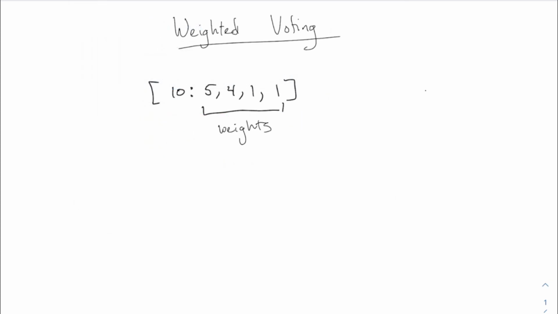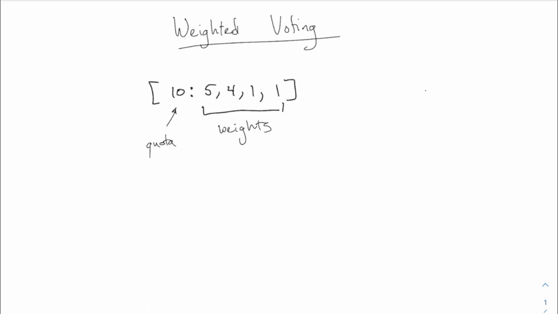These are the weights of each of the voters. The weight means basically how much your vote counts. So we have one person whose vote counts for 5, one person whose vote counts for 4, and then 2 people whose votes count for 1. And then 10 is the quota. The quota is how many votes you need in order to actually pass the law or whatever it is they're voting on. You've got to get to 10 in order to win the vote.